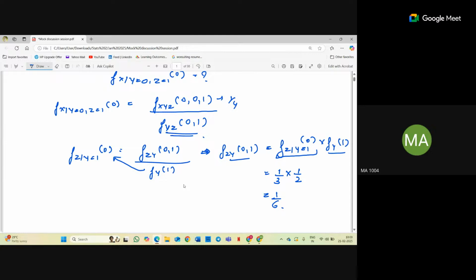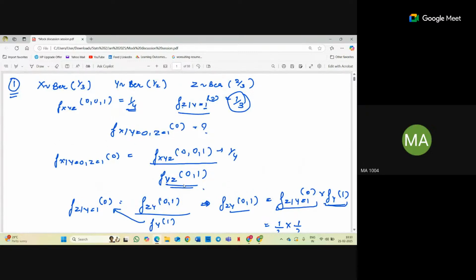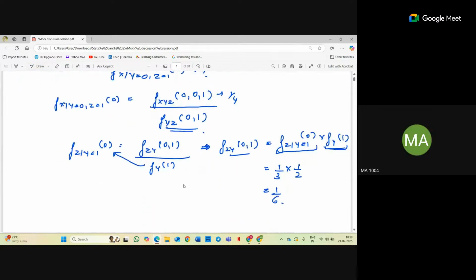Ma'am, where does the f(Y) at 1 value come from? In a Bernoulli distribution, my Y is following a Bernoulli distribution with parameter 1/2, right? So if it's following a Bernoulli, the function of y given 1 would be 1/2 only. Yes, from that side we got 1/2. Fine.